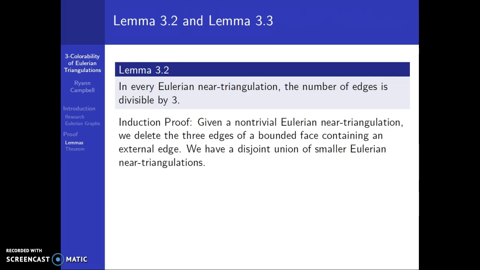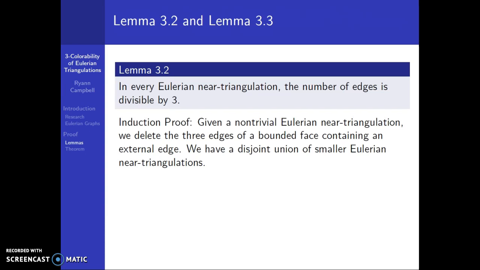The other two lemmas, lemma 3.2 and 3.3, are discussed on this slide, and I am going to go through the proof of lemma 3.2 here. Lemma 3.2 says that in every Eulerian near triangulation, the number of edges is divisible by 3, and we prove this using induction. And we induct on the number of bounded faces.